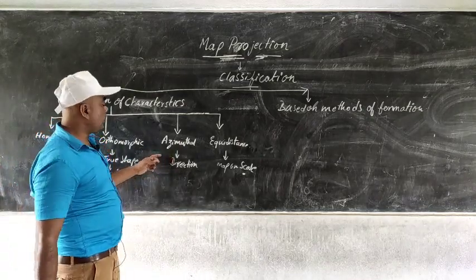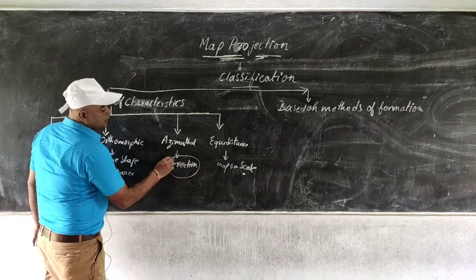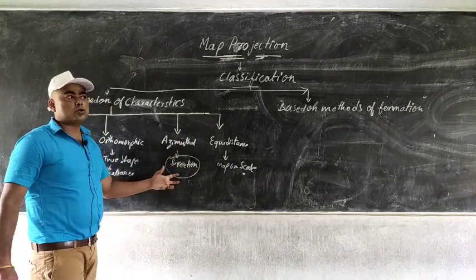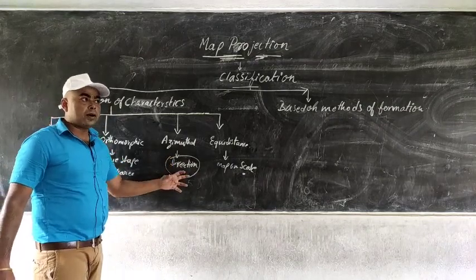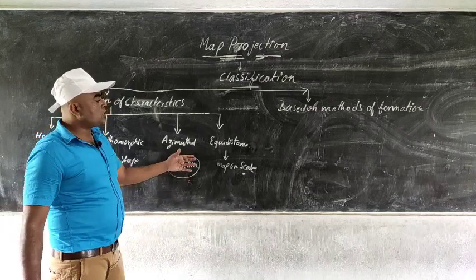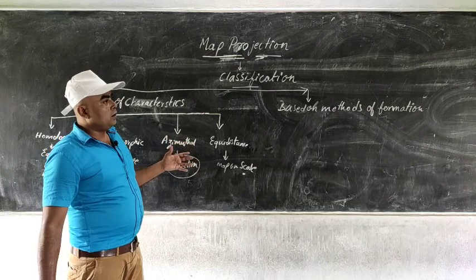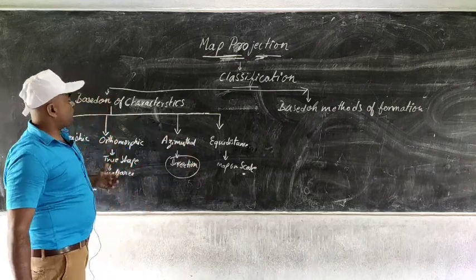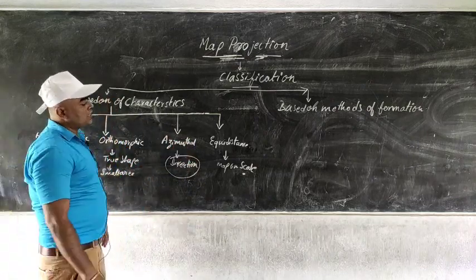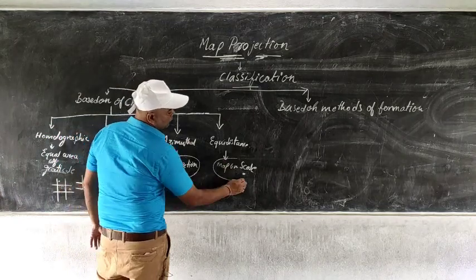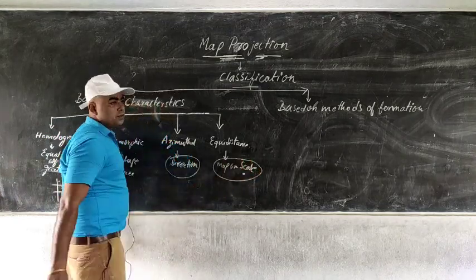Azimuthal is based upon the true direction. It deals with the true direction, that is, one place to another place is in the proper or exact direction. And the last one is equidistant. Equidistant is the main type of map projection based on their characteristics, because it is made on the map scale.